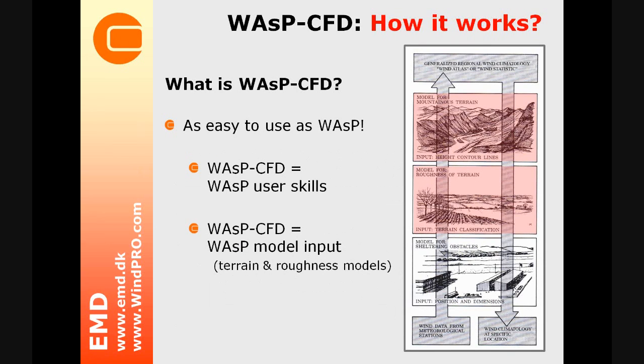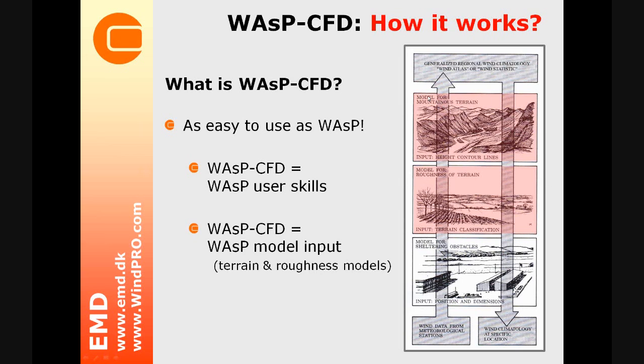As I also mentioned, WAsP-CFD is as easy to use as WAsP. By design, it requires exactly the same user skills as a traditional WAsP analysis, and largely it also applies the same workflows and modeling procedures. The WAsP-CFD model takes the same input as a traditional WAsP analysis: some terrain information, orography, roughness classification, obstacles, and some information about the atmospheric stability.